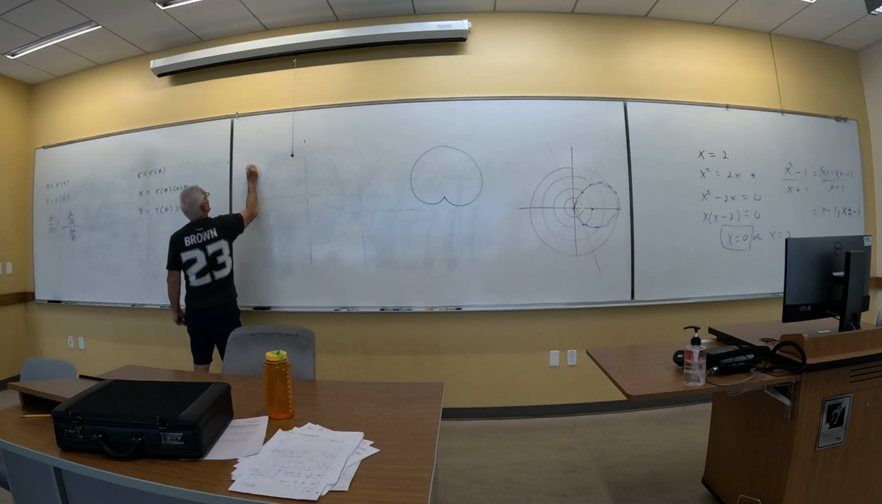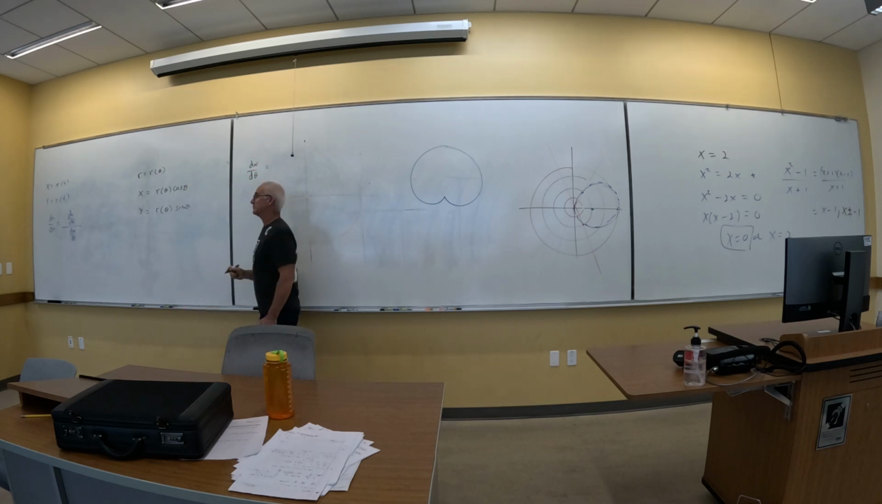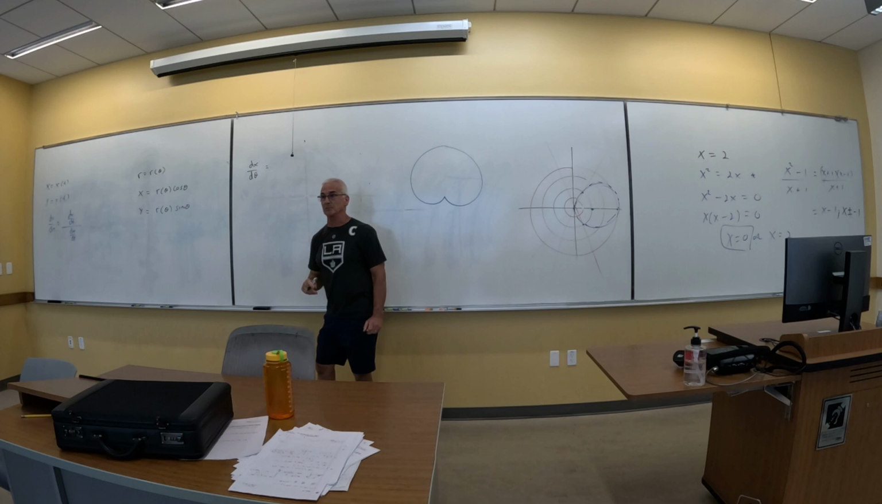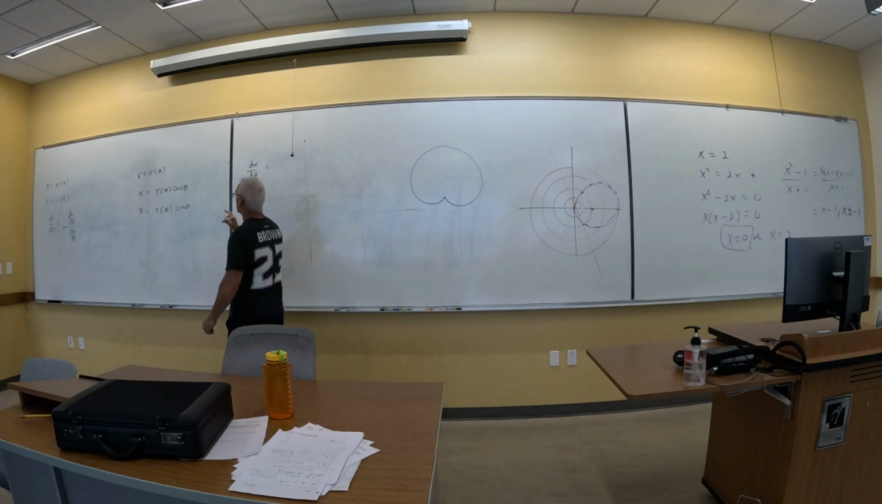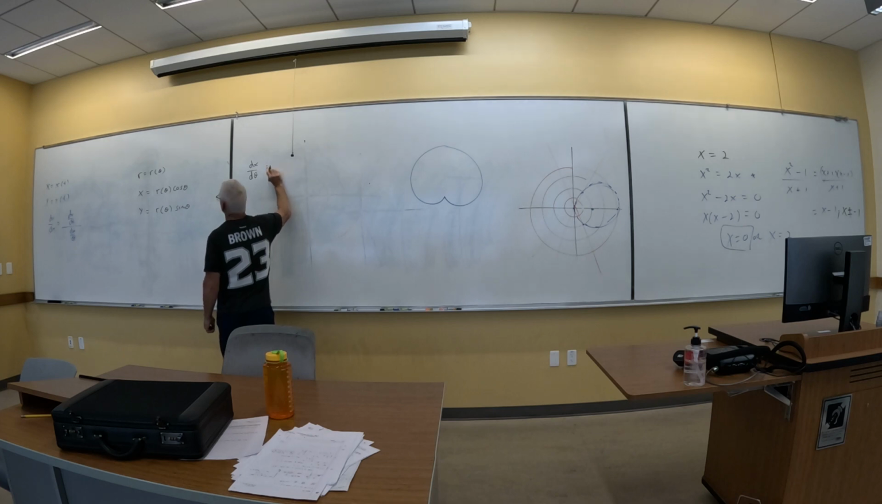So I would like dx d theta. Okay, that's straight up product rule. So r times the derivative of cosine would be what? So it'd be negative r sine theta.